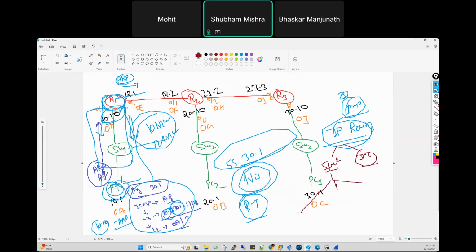In CCNA, you will learn static routing with next hop, static routing with exit interface, but the advanced version is static routing with next hop and exit interface both. That is the third way. Is this clear?